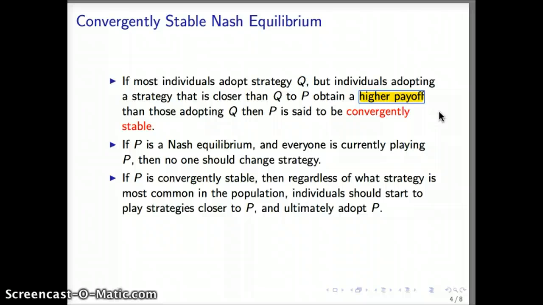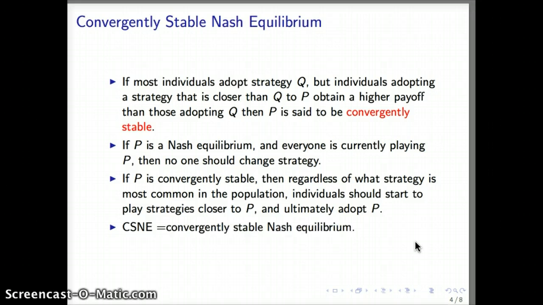So if P is convergently stable, then regardless of what strategy is most common in the population, individuals should start to play strategies closer to P and ultimately adopt P. So you will see the initials C, S, and E, initials that stand for convergently stable Nash equilibrium.